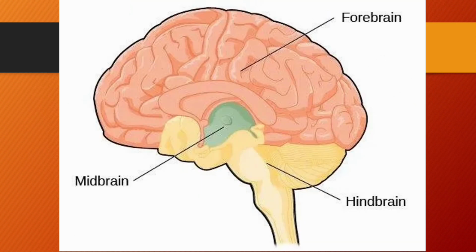The brain can be divided into three basic units: the forebrain, the midbrain, and the hindbrain. The hindbrain includes the upper part of the spinal cord, the brainstem, and a wrinkled ball of tissue called the cerebellum. The hindbrain controls the body's vital functions, such as respiration and heart rate.